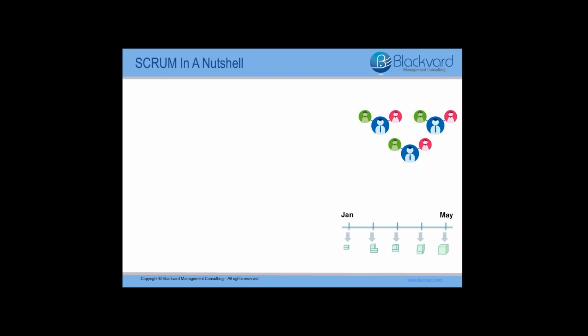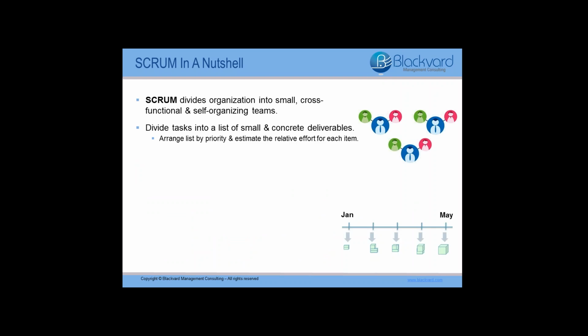Still talking about Scrum, let's just spend a few moments now discussing the Scrum framework that I mentioned on the previous slide. With Scrum, you are able to split your development teams up into small cross-functional and self-organizing teams. This allows you to then split your workload into a list of small and concrete deliverables, arranging the list by priorities, where you will then estimate the relative effort to be spent on completing each item.